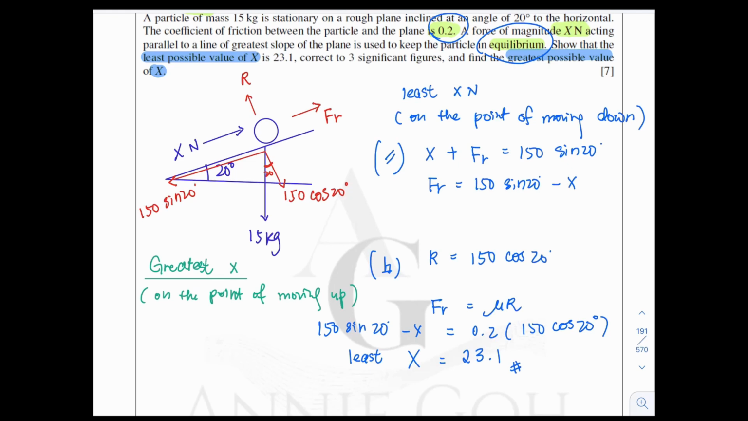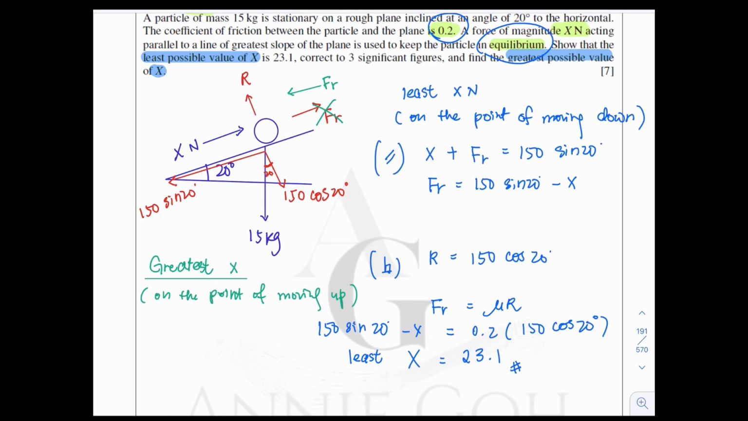If the particle is on the point of moving upwards, this will change the direction of the friction here. So now the friction is no longer moving upwards, it should be moving downwards as the particle is on the point of moving up. And for the R, it should remain the same. The R force is not affected.